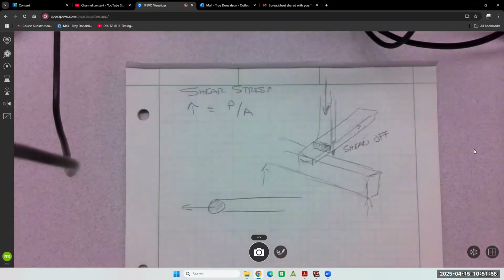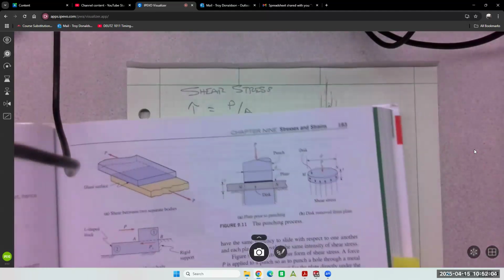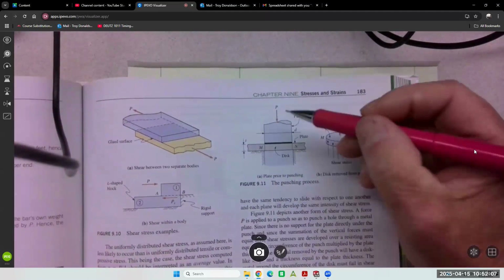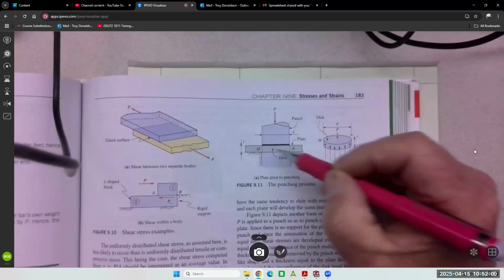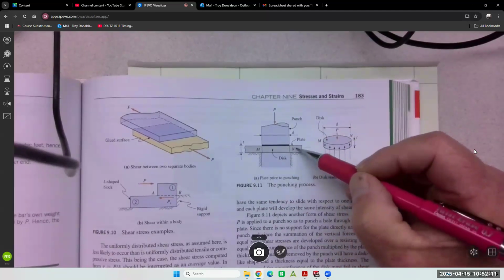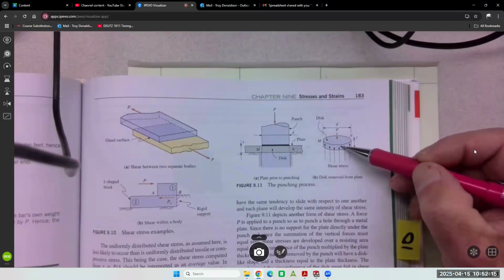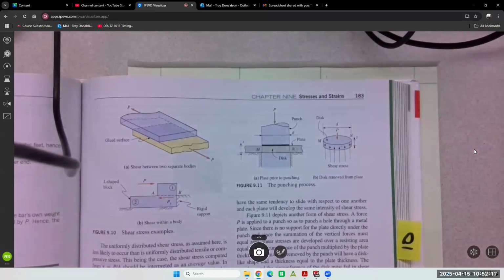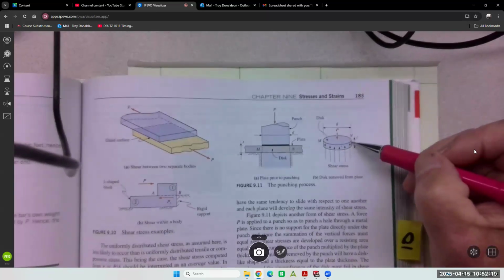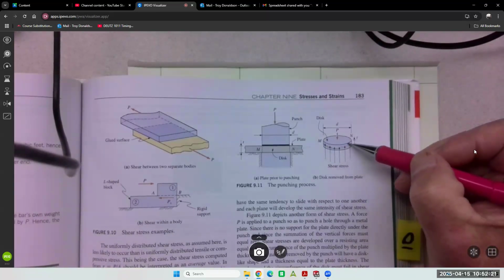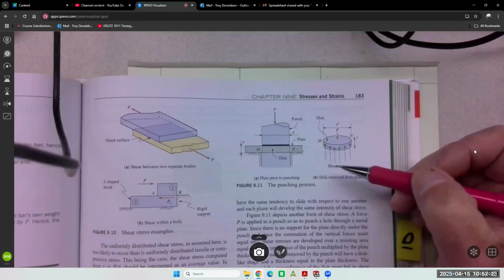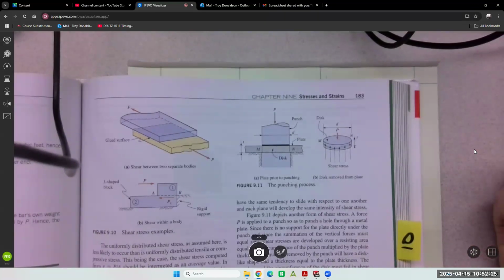So they show you some diagrams of shear stress. I think this is a punch where a round punch is punching through a metal plate, and it pops one of these out. It just punches right through it. Well, it sheared off this area all the way around. That is a shear failure.